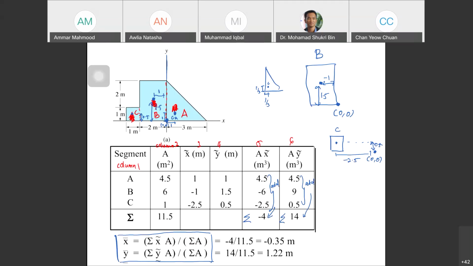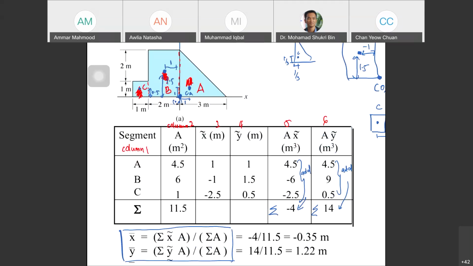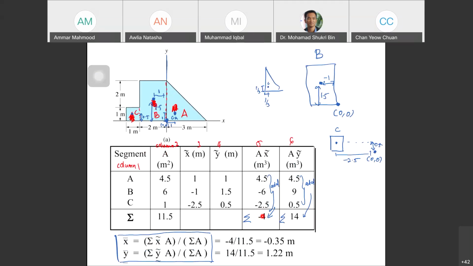So minus 4 divided by 11.5. How do you get 11.5? You simply add: 4.5, add 6, add 1. So you get 11.5. So minus 4 over 11.5 is minus 0.35. And for Y bar, you take the AY, here is AY, 14, divided by the same area, 11.5, you get 1.22 meter.